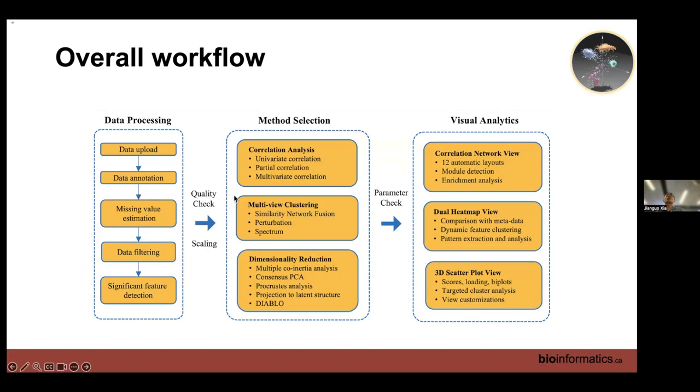But overall, we directly use the whole data matrix, doing some normalization and clustering and dimensionality reduction, and visualize them together. So overall we have this correlation network, heat map, and 3D scatter plot, which actually visualizes the dimensionality reduction result.